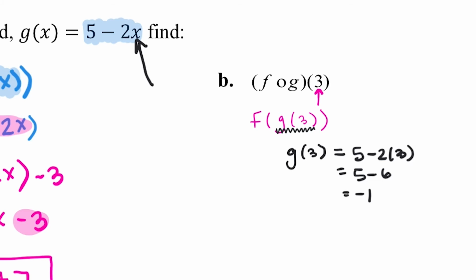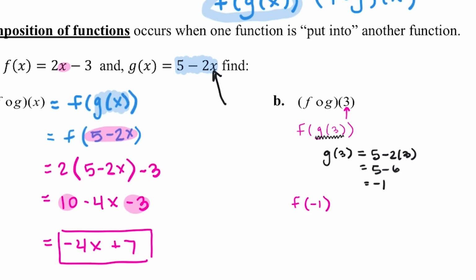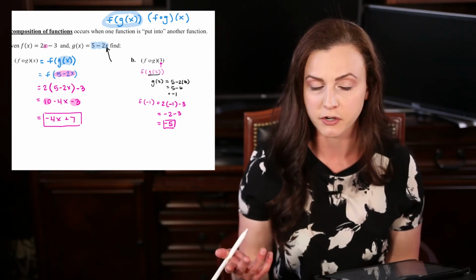I'll go back and say now we have f of negative 1. So we're just substituting this back in for this g of 3. And we'll find f of negative 1 by plugging negative 1 into the function f. And that is 2 times negative 1 minus 3. That's negative 2 minus 3, which is negative 5. Okay, so that's how you do a composition of functions with pretty basic linear functions.